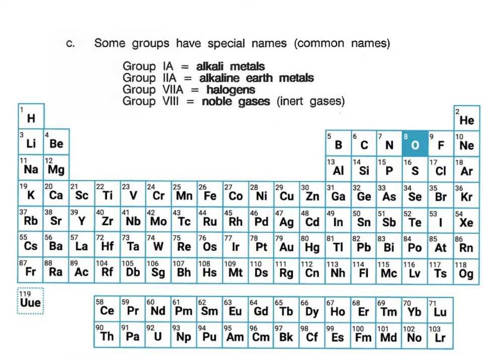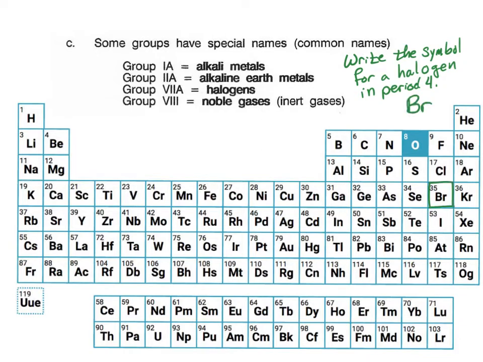The type of question you might see for this, maybe something like, give the symbol for a halogen that's in period 4. So you're going to look for the halogen column, and then you're going to go to period 4. We'll go down 1, 2, 3, 4, and we see that that is Br, which would be bromine. So the answer would be Br.